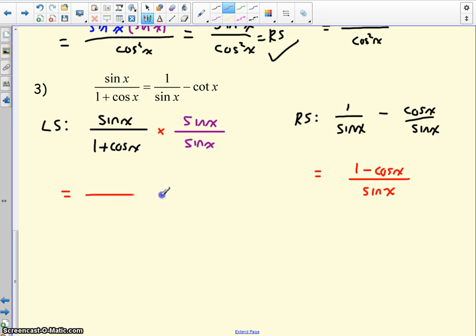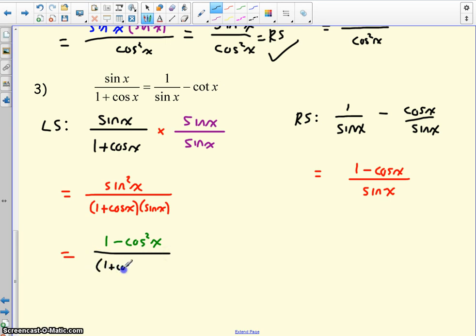So now my denominator becomes slightly uglier, because now I have my 1 plus cos x and my sine x. My numerator becomes sine squared x. Again, it looks a little bit uglier right now, but hopefully I can do something with this, because now I have a sine squared in the numerator, and from my Pythagorean identity, sine squared is equal to 1 minus cos squared. So I have 1 minus cos squared. My denominator is still the same, I have 1 plus cos x times sine x.